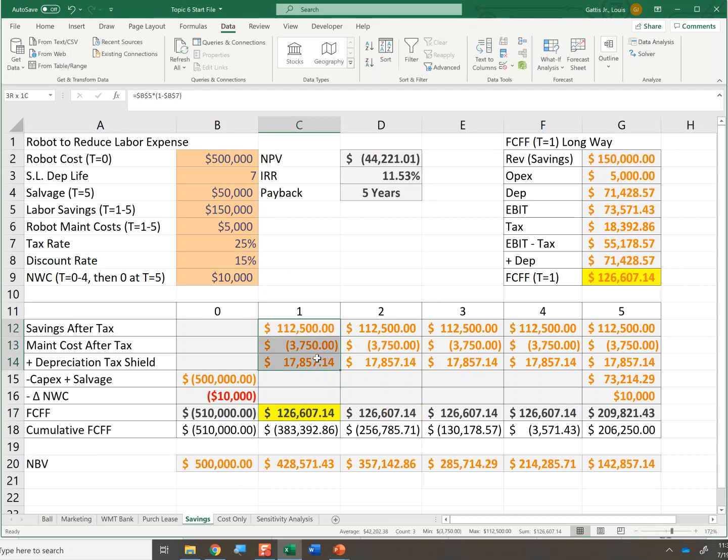So it's just kind of a shortcut method to think about the after-tax value of each line item separately versus handling taxes at the bottom and then adding back the non-cash expense of depreciation. So we're not going to do it. We're not going to replace the labor with the machine.